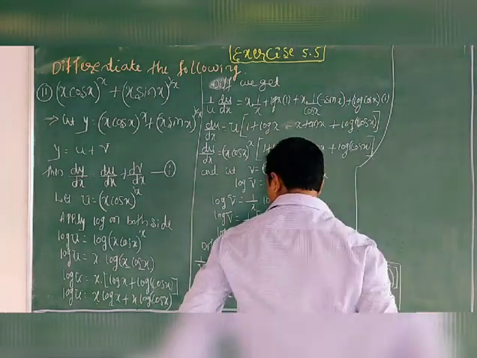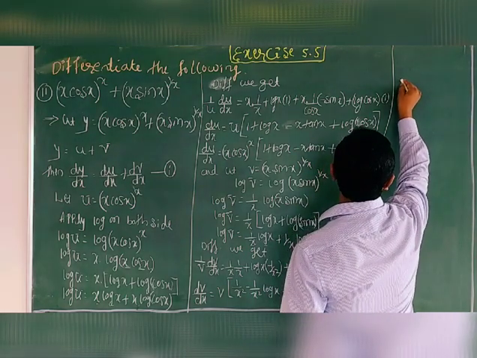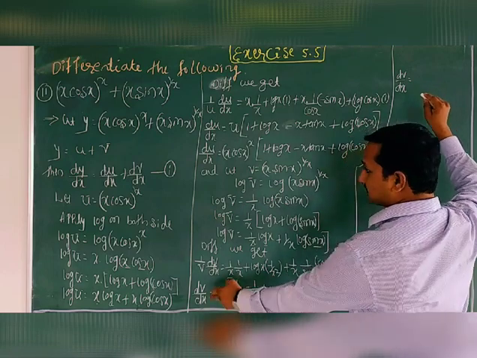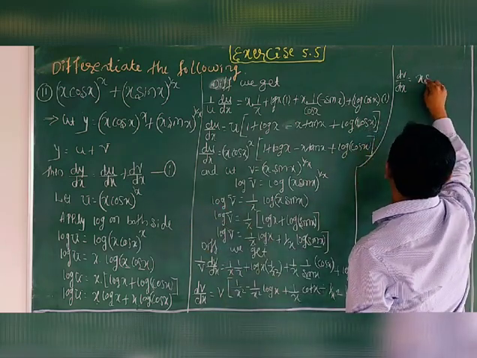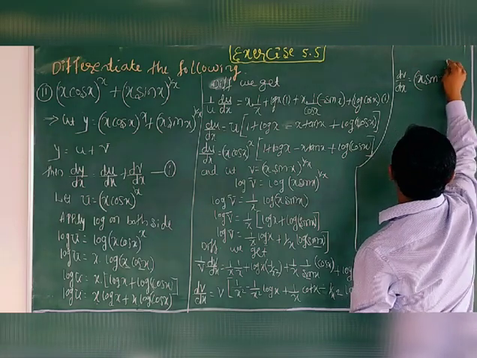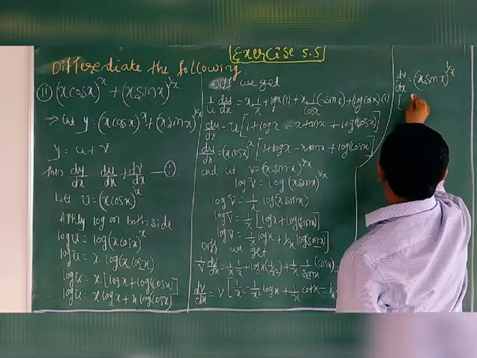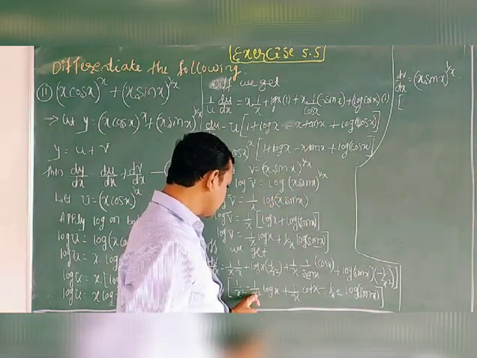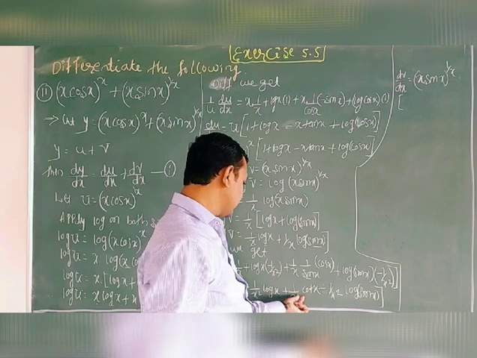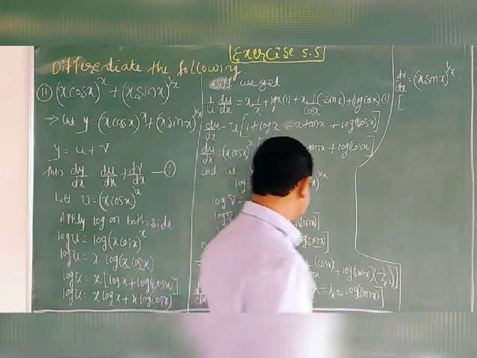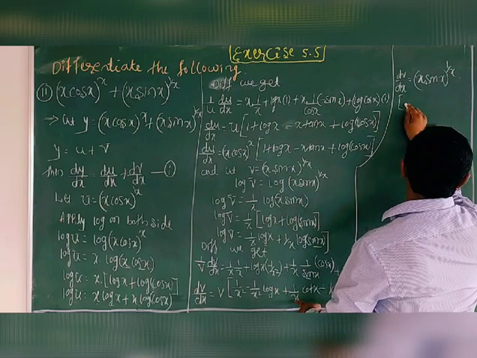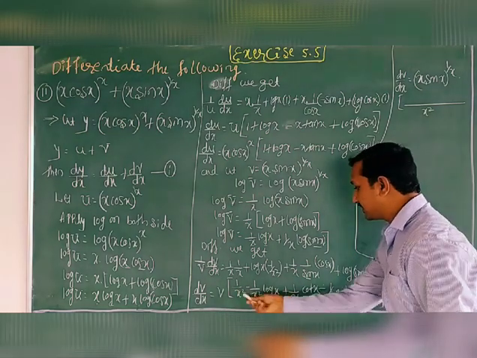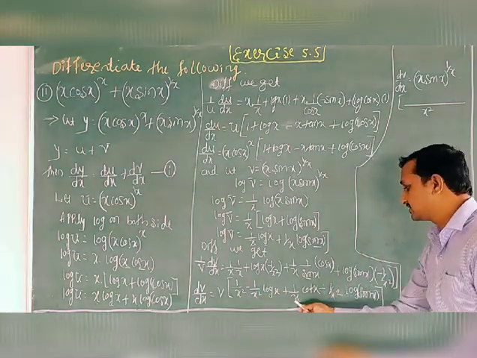This is a very big example. dv by dx is equal to p. What is p? We can write p as x sin x raised to 1 by x in the bracket. This is 1 by x square, so for the 1 by x square term, x square is the LCM. Then here multiply by x. So take x square as a whole term divided by x square. Here x square is the LCM, not a problem.